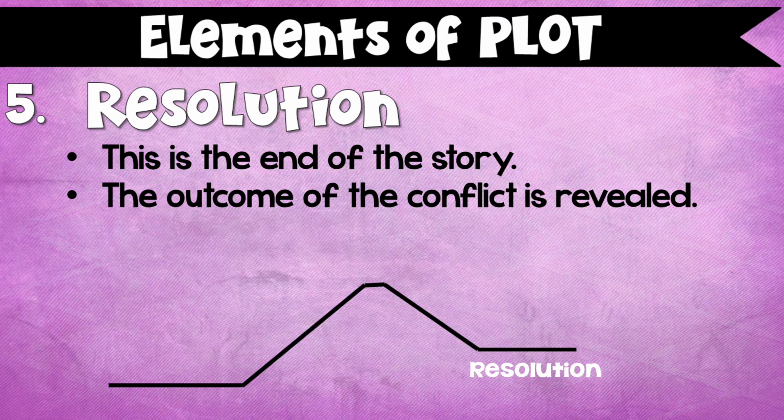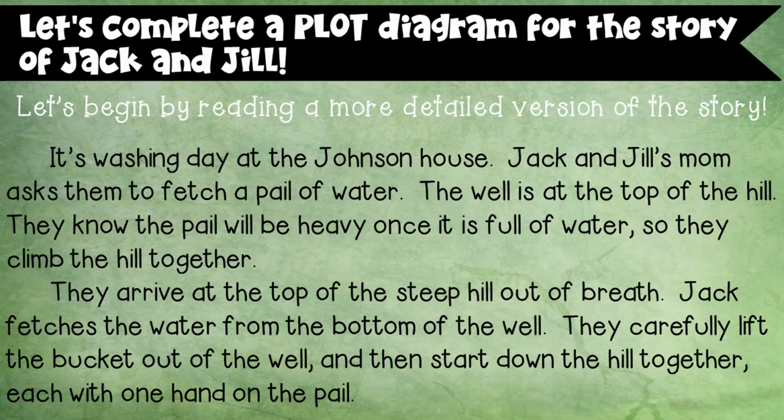Now let's take a look at a short story. Let's complete a plot diagram for the story of Jack and Jill. So everyone kind of knows Jack and Jill went up the hill to fetch a pail of water. Jack fell down and broke his crown, and Jill came tumbling after. So let's look at that in terms of maybe a story, more detailed version.